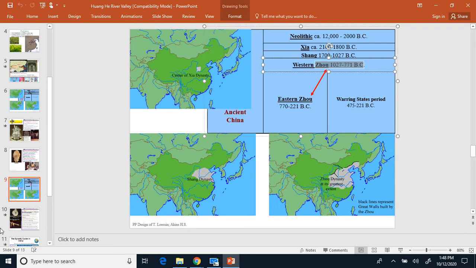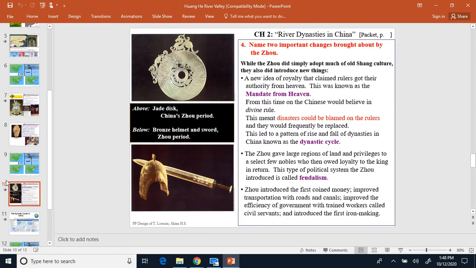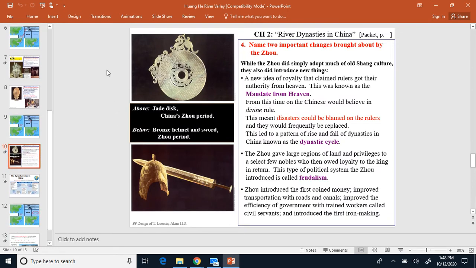So the Zhao are going to further develop. And as the Zhao further develop, they start coming up with some ideas, such as when you have an emperor and the emperor's in charge. Why is that emperor in charge? Well, they came up with the idea called mandate from heaven. Go ahead and make a 1. Write down mandate from heaven. Mandate from heaven basically says, hey, I'm the emperor because God says I should be the emperor.